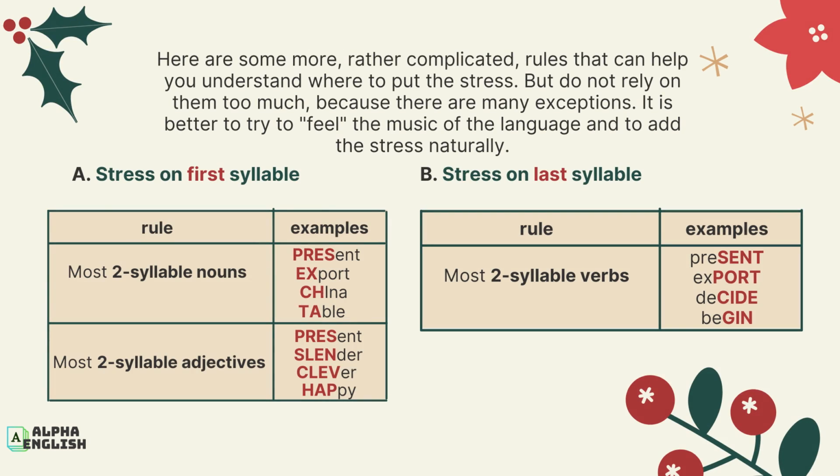Here are some more, rather complicated, rules that can help you understand where to put the stress. But do not rely on them too much, because there are many exceptions. It is better to try to feel the music of the language and to add the stress naturally. Stress on first syllable. Most 2-syllable nouns. Present. Export. China. Table. Most 2-syllable adjectives. Present. Slender. Cleaver. Happy. Stress on last syllable. Most 2-syllable verbs. Present. Export. Decide. Begin.